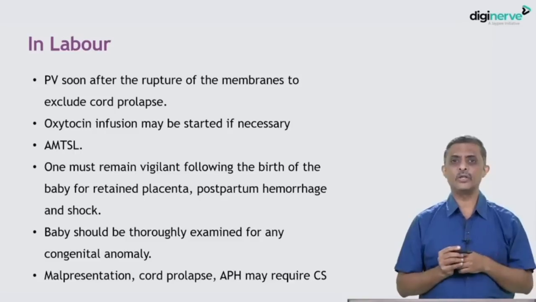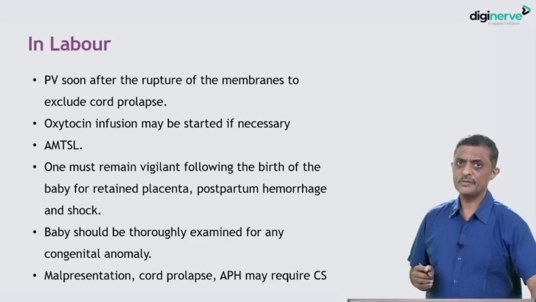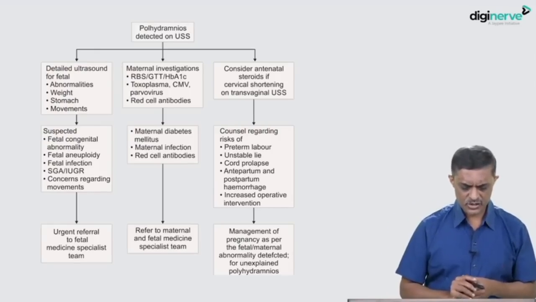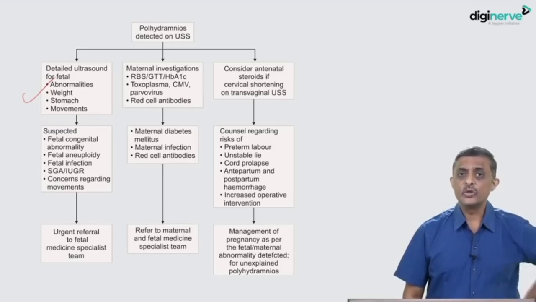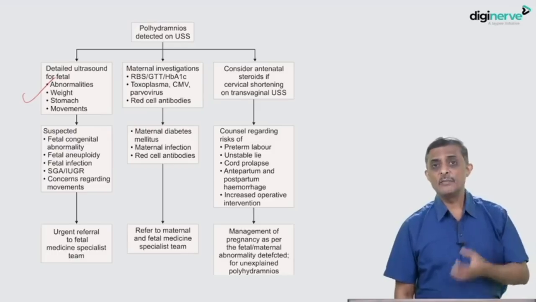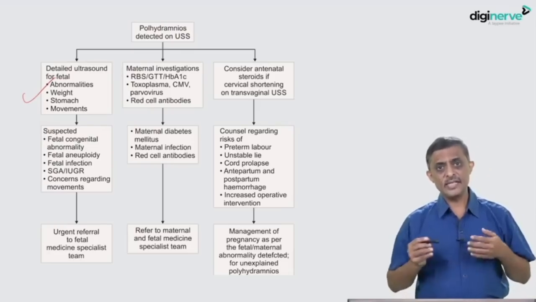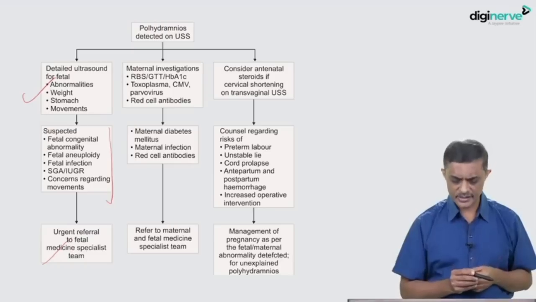The baby should be thoroughly examined by the neonatologist for the presence of any anomalies, and malpresentation, cord prolapse, abruption, etc. may require, and of course even in the third stage may require, surgical interventions. So polyhydramnios, once you detect by ultrasound examination, you do a detailed ultrasound and find out whether there are any anomalies. You also look for the movements of the baby because a neuromuscular problem could be there. And look at the stomach, especially for any obstruction, such as the double bubble appearance of the stomach in duodenal atresia, etc. Absence of the stomach bubble may tell us that there is esophageal atresia. For suspected anomalies, you are going to refer to a fetal medicine expert and take the pediatric surgeon's opinion.